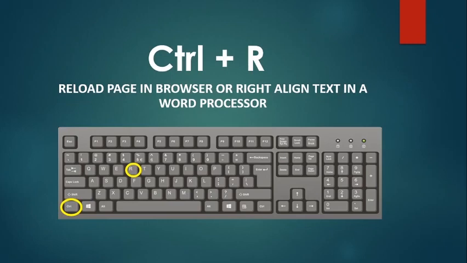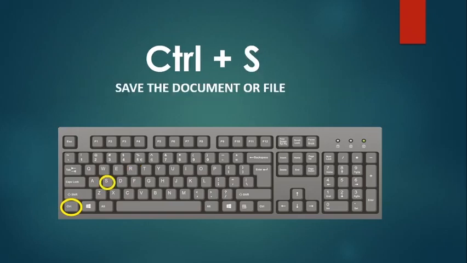Next one is Ctrl R. Now this will reload the page in the browser, or it can be used to right align the text in the word processor. Next one is Ctrl S. This is one of my favorites. It is used to save the page or the document or wherever the file is. While you're working on Word, Excel, PowerPoint, you can use this to save your work while you're working on it, so you don't lose the data which you've already done.